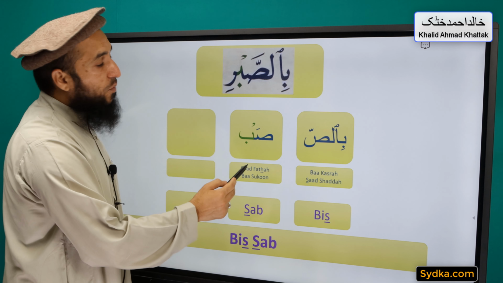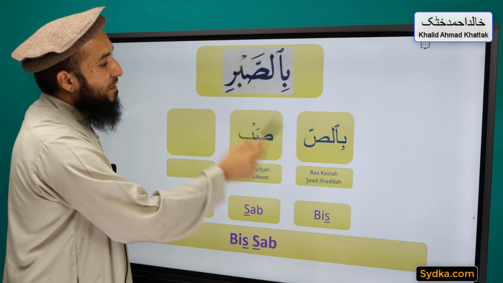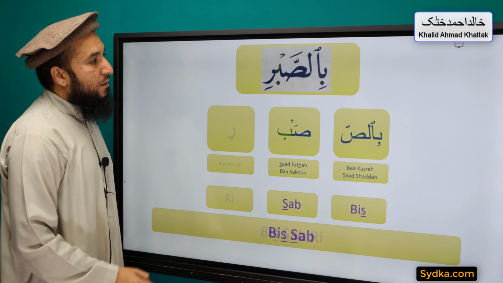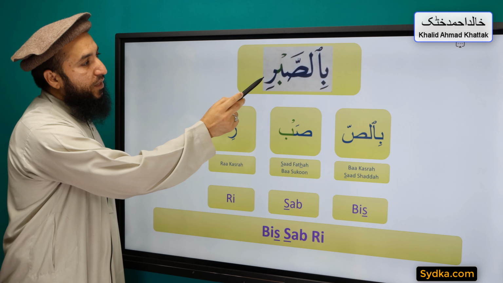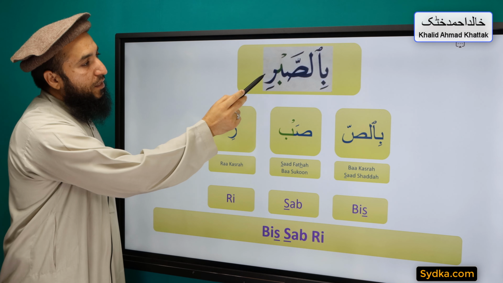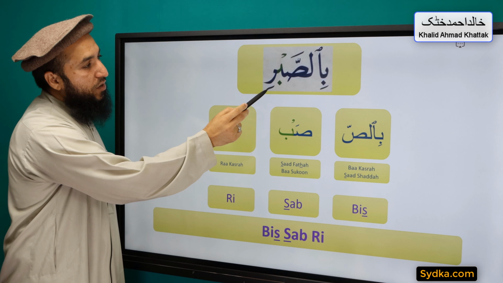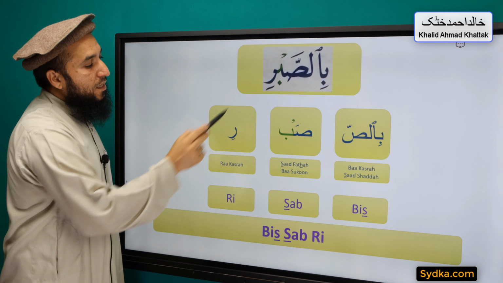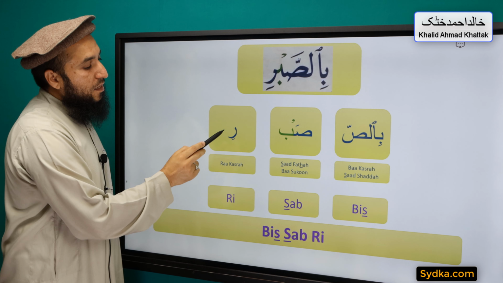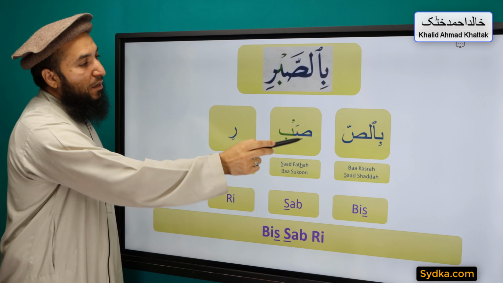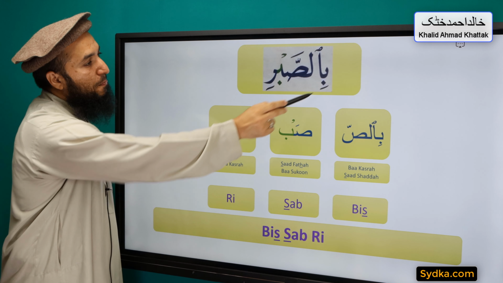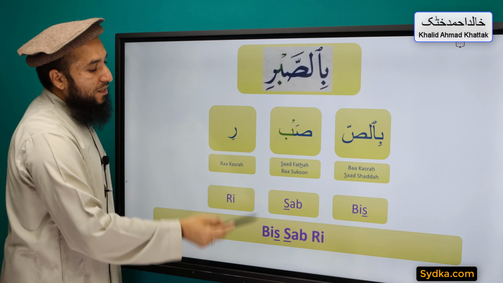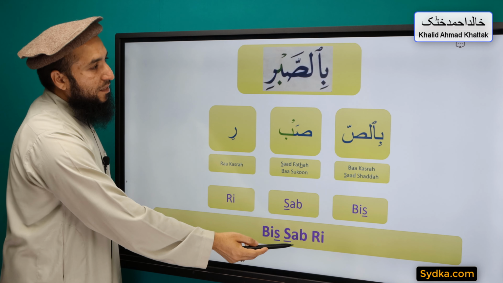Combining both syllables together we have bis sabe. The third syllable we have is ra kasra ri. Ra is a light letter, in this case it has kasra underneath and it is prolonged for 1 count. Ra kasra ri. Combining all 3 syllables together we have bis sabri, bis sabri, bis sabri.